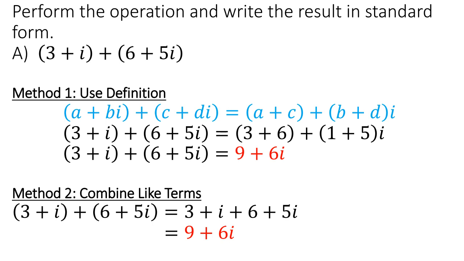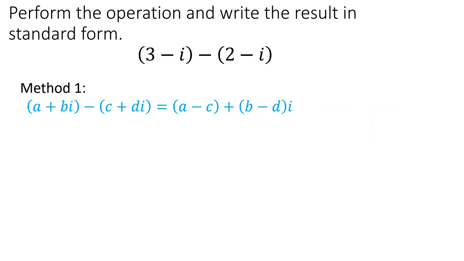All right, so let's do this next example using method 1: 3 minus i minus 2 minus i. So again, it's real minus real and imaginary minus imaginary. So here I'm going to have a subtraction, right?